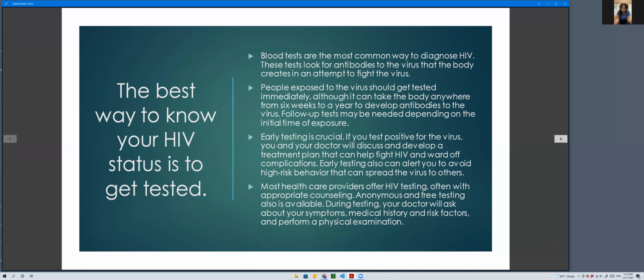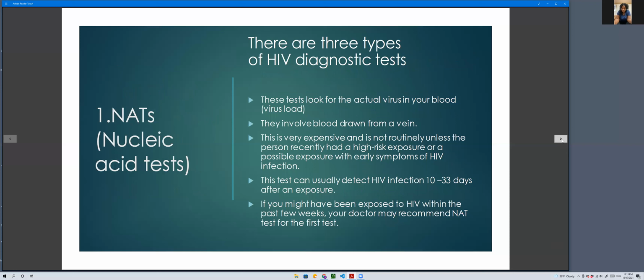During testing, your doctor will ask about your symptoms, medical history, and risk factors, and perform a physical examination. There are 3 types of HIV diagnosis tests. These tests look for actual virus in your blood, the viral load. They involve blood drawn from a vein.